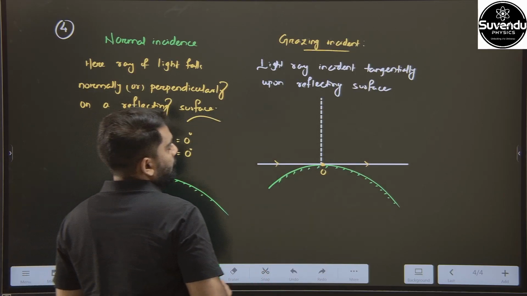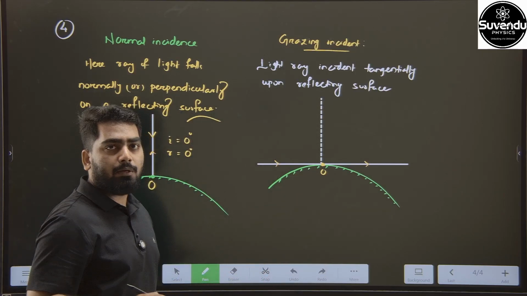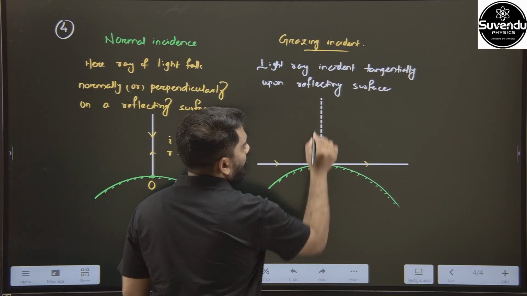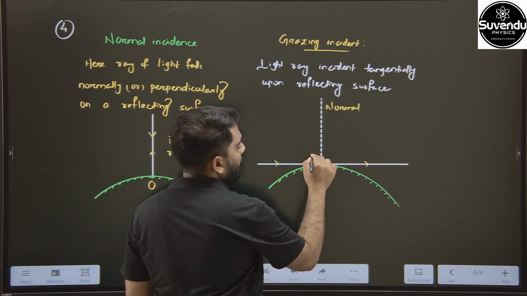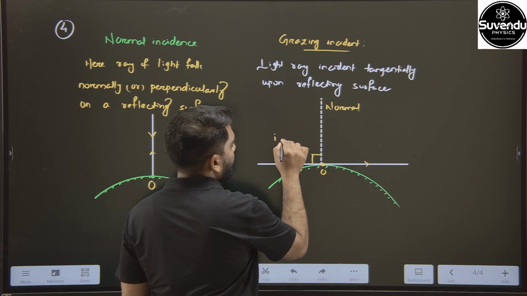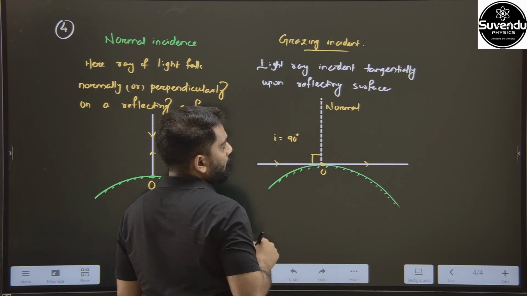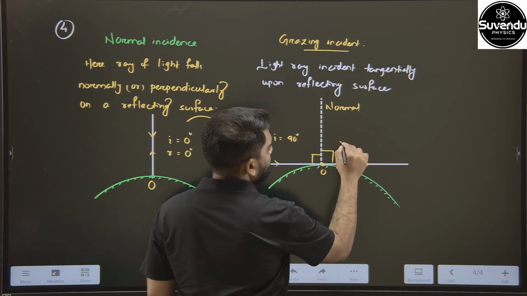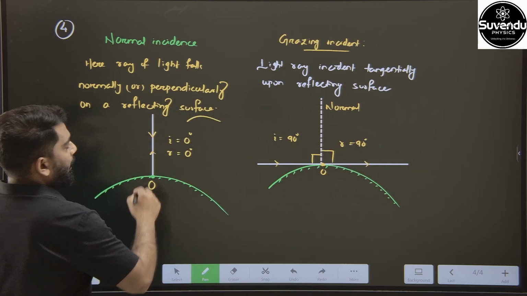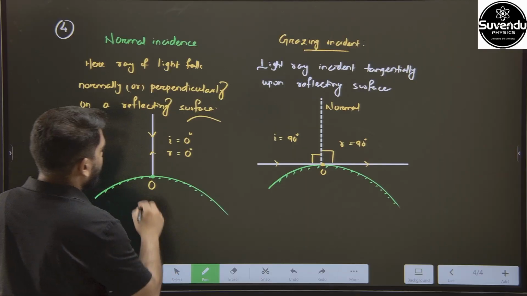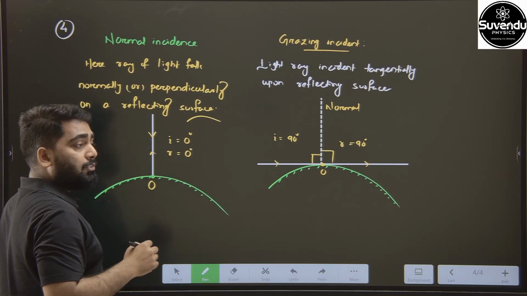Yes. So what is the angle of incidence in this case? Angle between incident ray and normal, that is angle I. So angle I is equal to 90 degree and angle R also 90 degree. So in this part, if I will ask what is the angle of deviation? What is the angle of deviation?